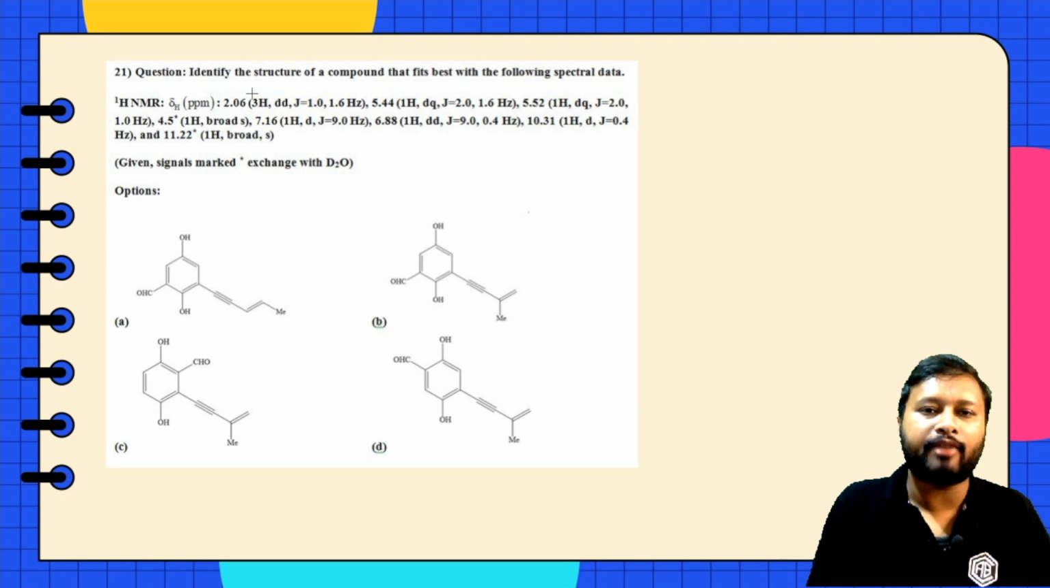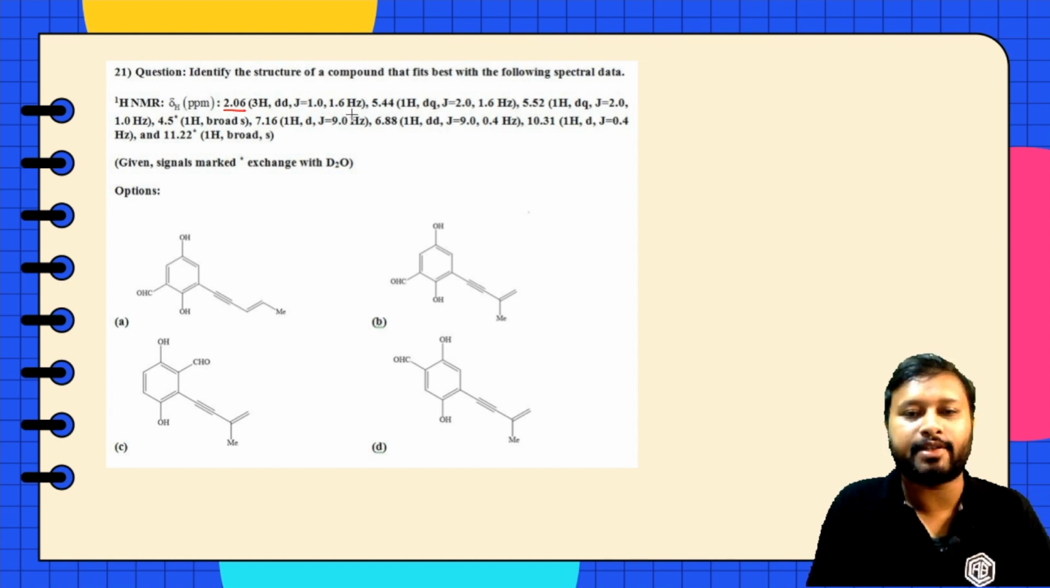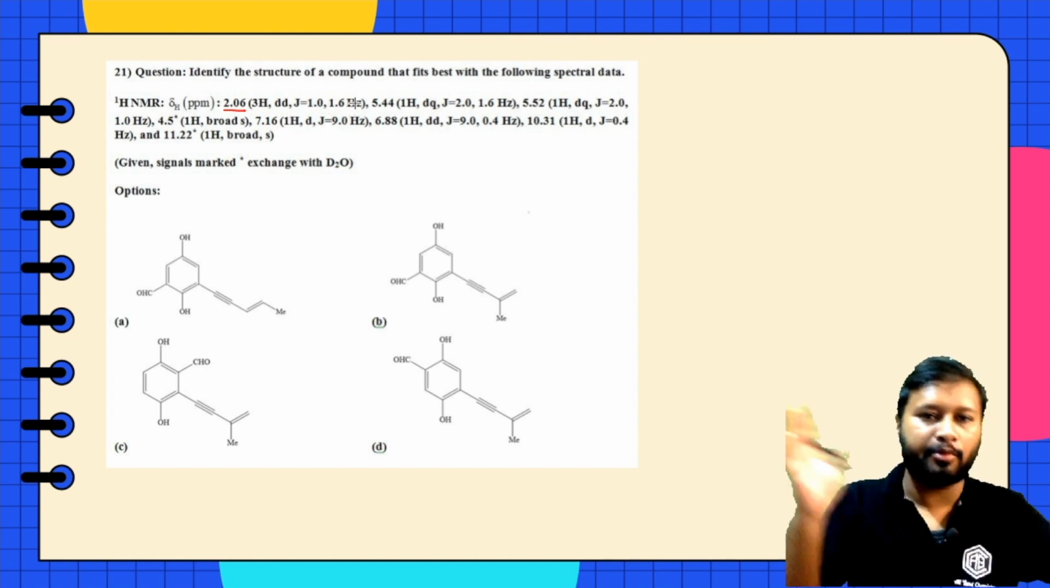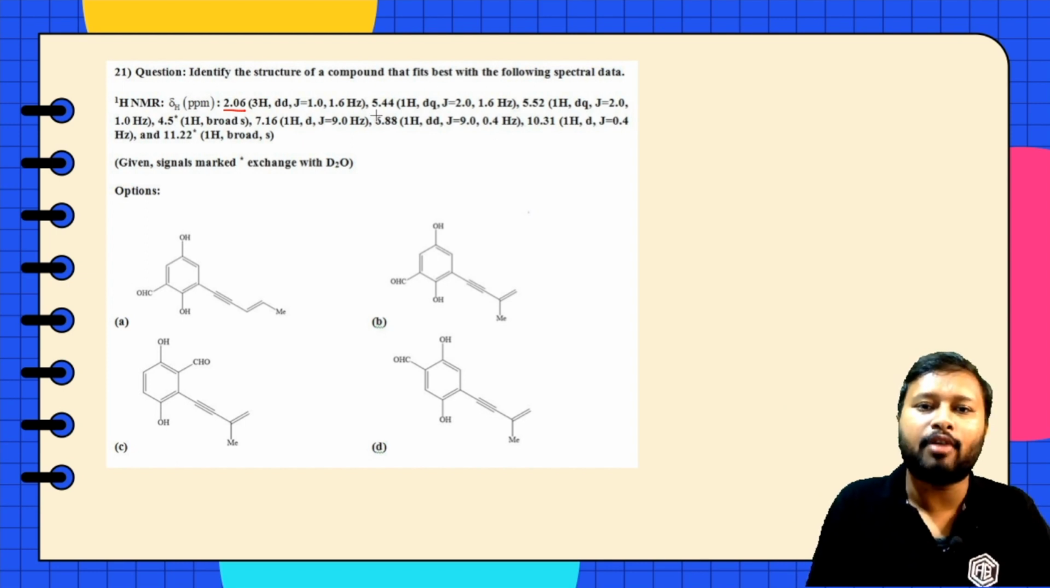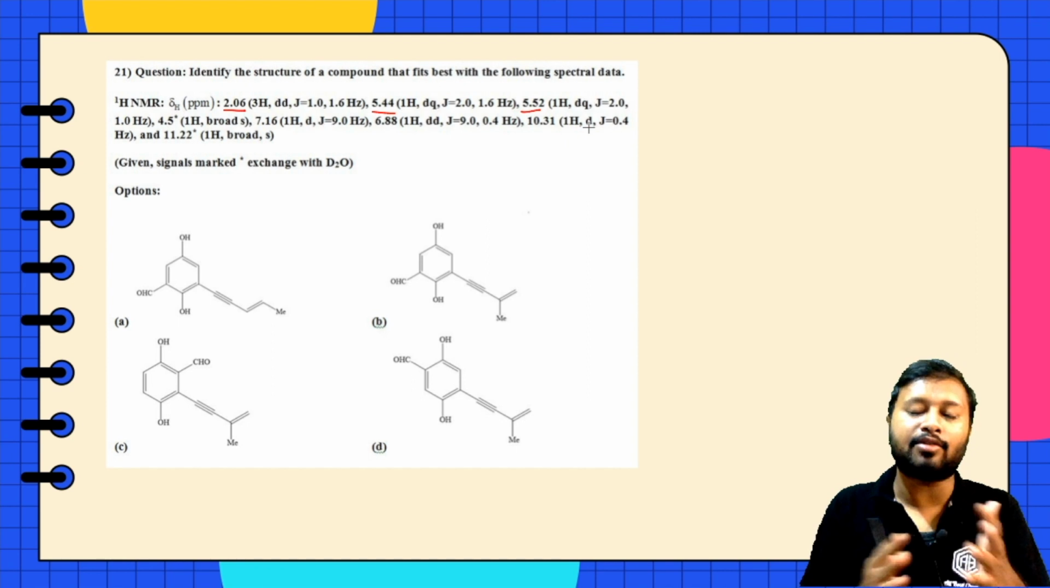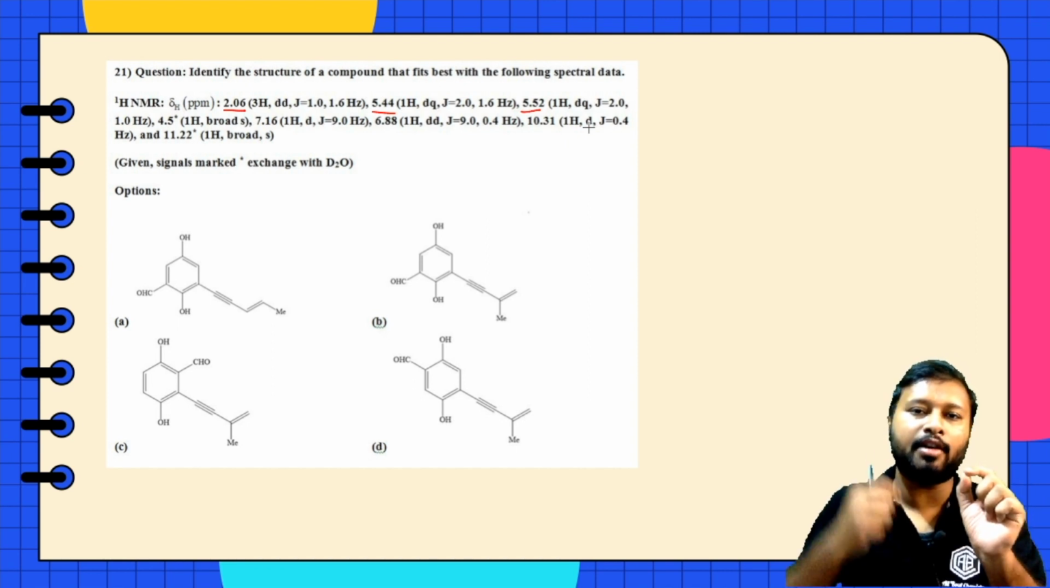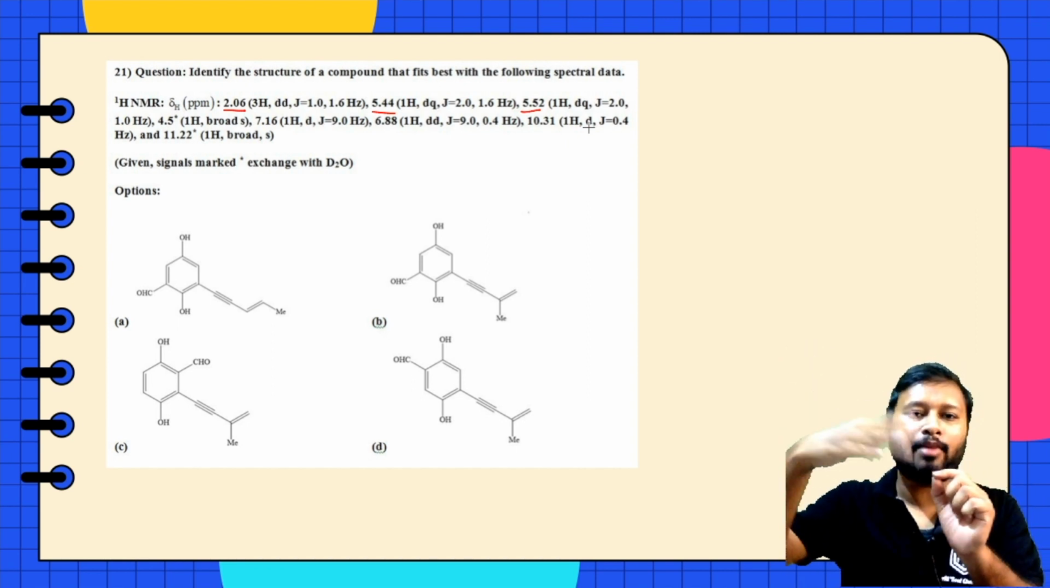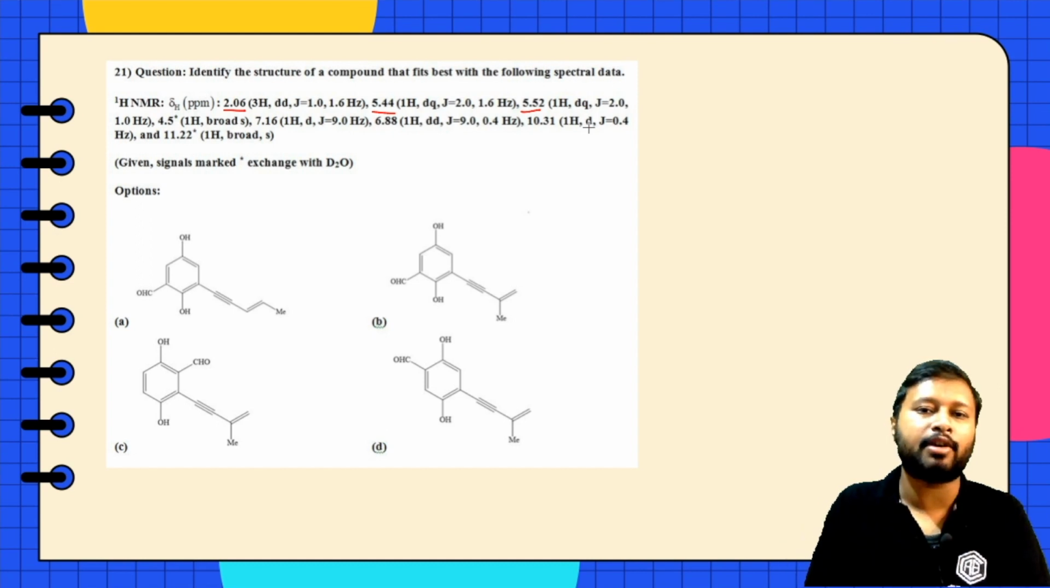Okay, so we have various peaks over here. You have 2.06, 3 hydrogen, doublet of doublet, J equals 1 Hertz and 1.6 Hertz. So it's basically coupling with 2 protons nearby. Then you have 5.44, 1 hydrogen, doublet of quartet with J equals 2 Hertz and 1.6 Hertz. Then 5.52, 1 hydrogen, doublet of quartet, again J equals 2 Hertz and 1 Hertz. Why are all these J values given? Because a single proton is coupling with 2 of them nearby. So that's why so many J values are given over here.